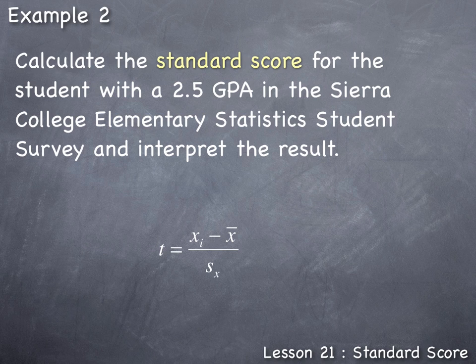In this example, we're calculating the standard score for the student with a 2.5 GPA. Thus, we will plug in the value of 2.5 in the spot for x sub i in the formula. The other values of the formula are the sample mean x bar and the sample standard deviation s. These can be calculated on the TI-84 calculator by entering the data into a list and then using the 1-Var Stats command to calculate these statistics.